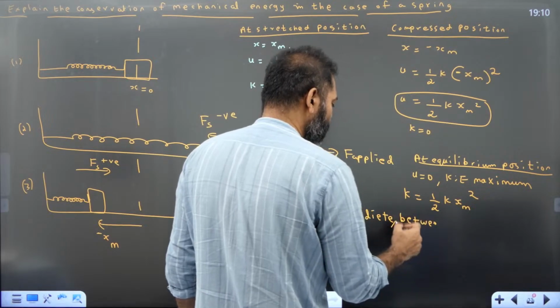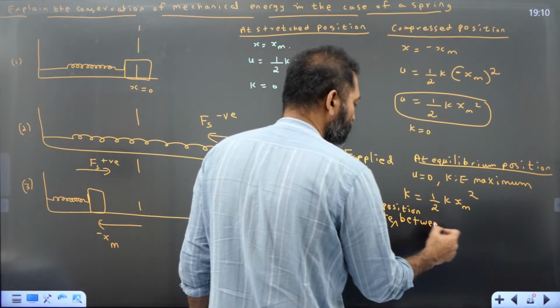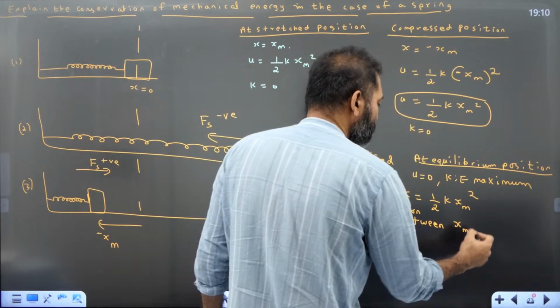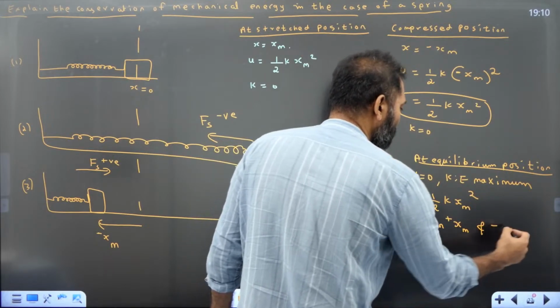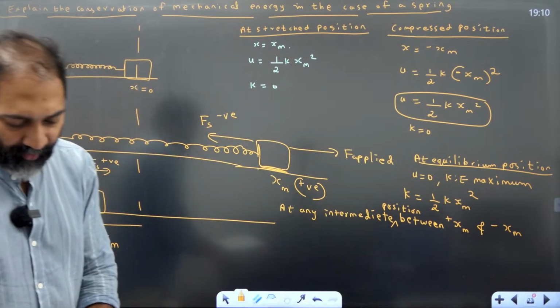Intermediate position, between plus x suffix m and minus x suffix m. At an intermediate position, total energy will be what?